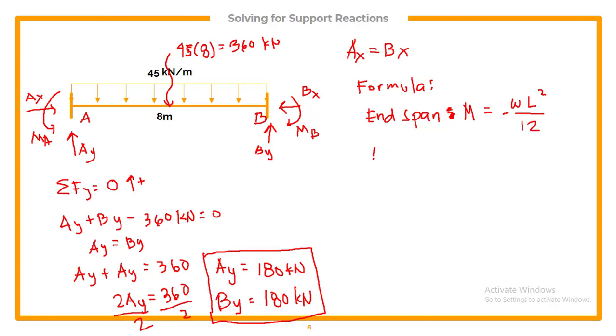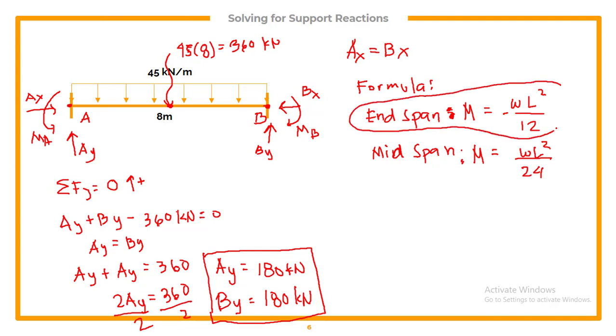Then for the mid span, the moment is WL squared over 24. There are end span moments and a mid span moment. But since we are only talking about support reactions, we are only interested in the end span, so negative WL squared over 12. Therefore, the moment at A is equal to the moment at B.